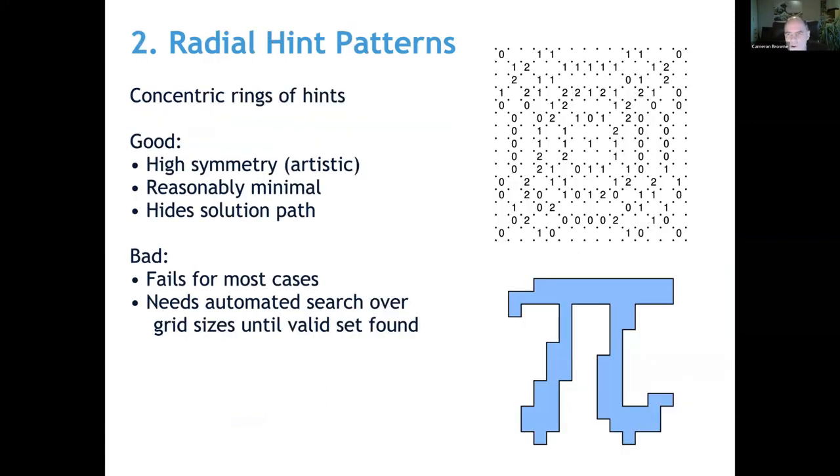The second style of hint patterns are concentric rings. So these give high symmetry, they look quite artistic, and they give a pretty minimal result, and they hide the solution path. However, they rarely work to give a deducible result, and typically I had to do an automated search over many grid sizes until I found a deducible result.